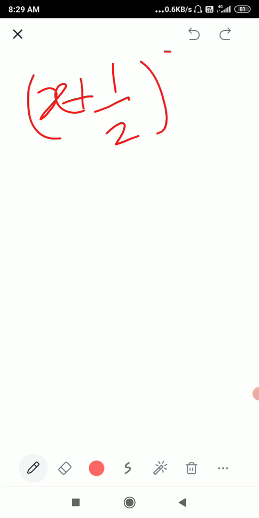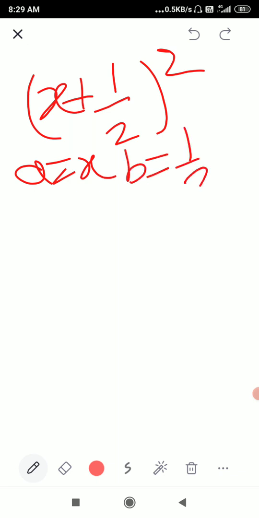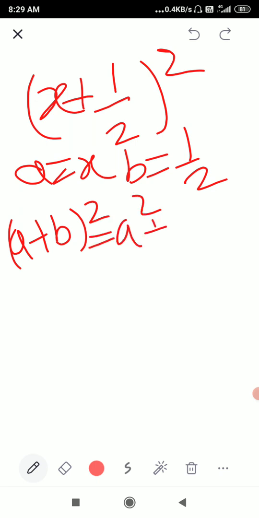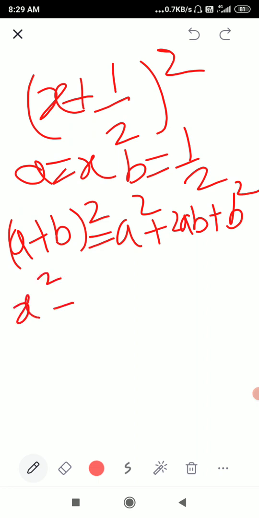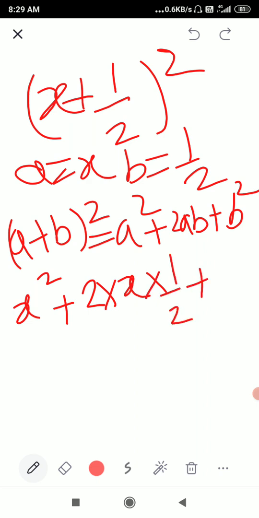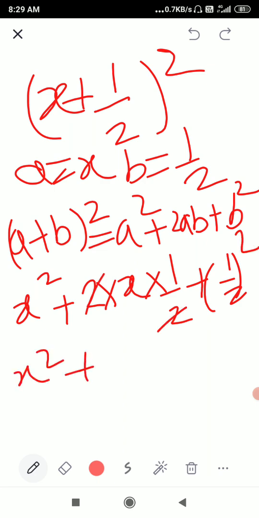Now the seventh one, same only. (x plus 1/2) whole square. So here a is equal to x and b is equal to 1/2. So here the formula (a plus b) whole square, a square plus 2ab plus b square, children. Now x square plus 2 into x into 1/2 plus (1/2) square. So x square, here the 2 gets cancelled, so x plus 1/4. This is the seventh one.